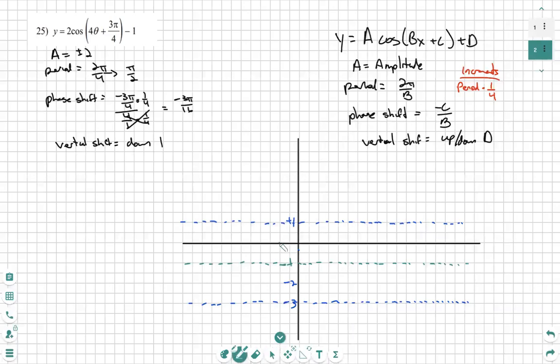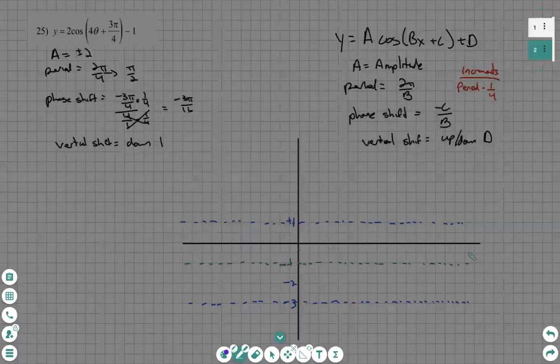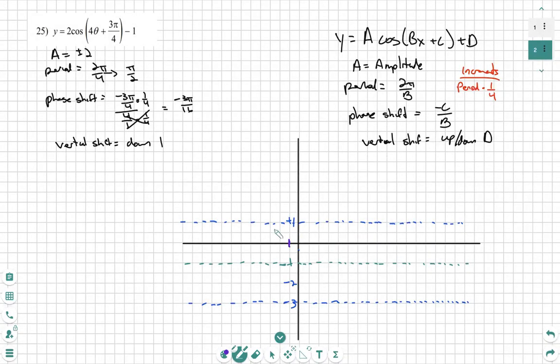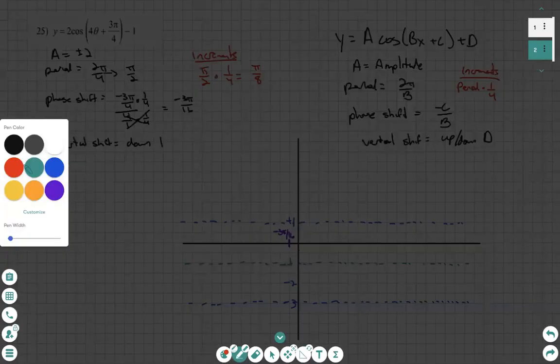Okay, so first we have this point. Let's do a new color. This point, which is negative 3 pi over 16. Now we need our next points, which we're going to find using our increments. Our increments are take the period and multiply it by 1/4, not pi over 4, just 1/4. So then we get pi over 8. That's how far I'm going to jump from one spot to the next spot. And then we're going to go find those points.